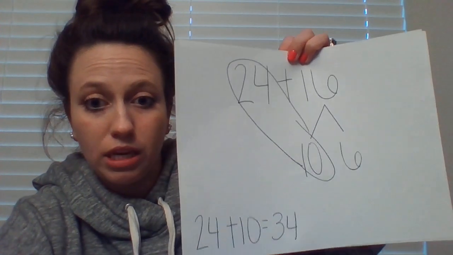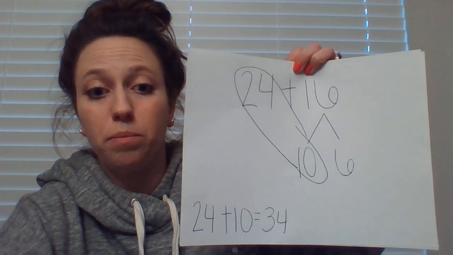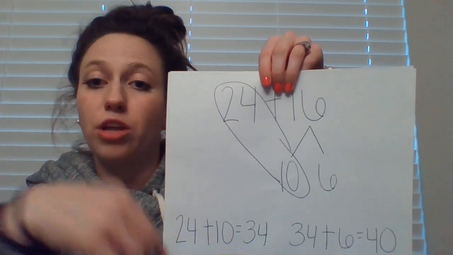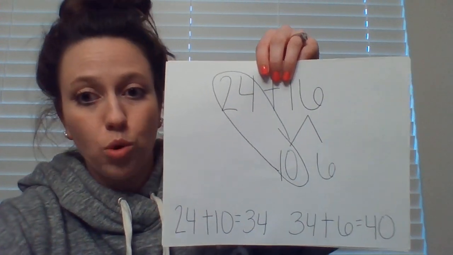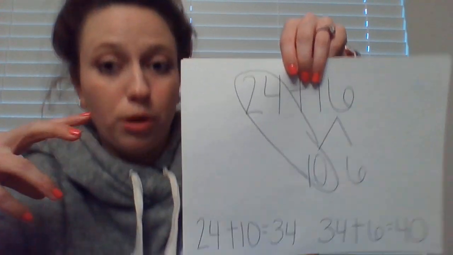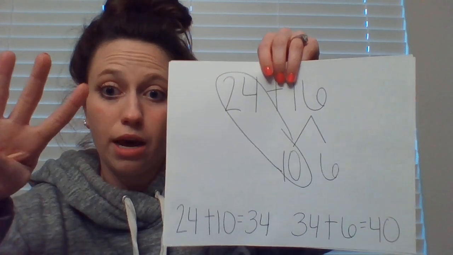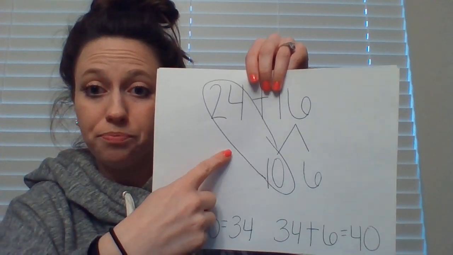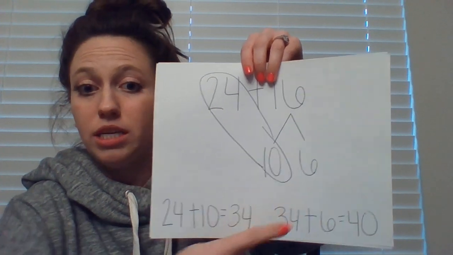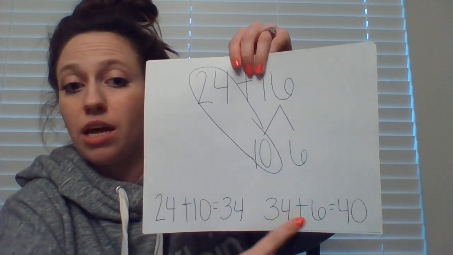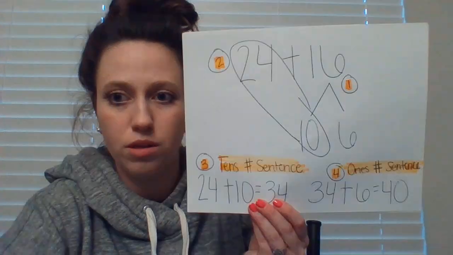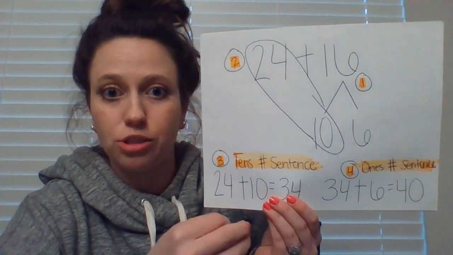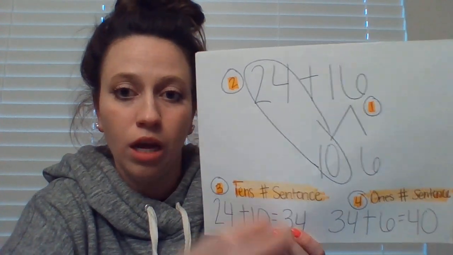So their second number sentence is going to be 34 plus 6. They're going to write 34 plus 6 equals 40. So I broke this down for them into 4 steps. The 4 steps that I told them were that they needed their circle, their number bond, their tens number sentence, and their other number sentence. So this is exactly what I broke it down into in the classroom, and this is exactly what they've seen.